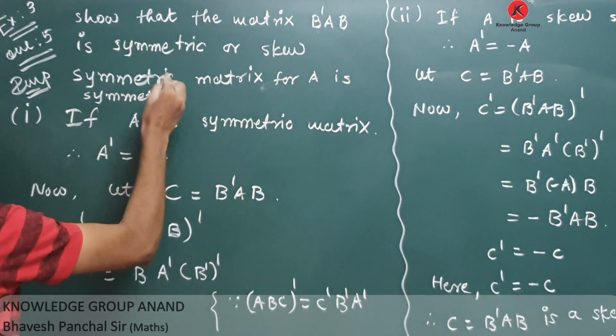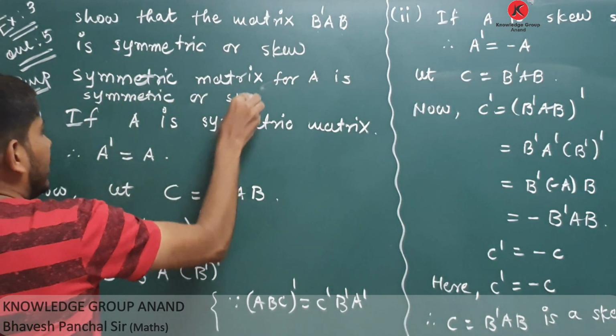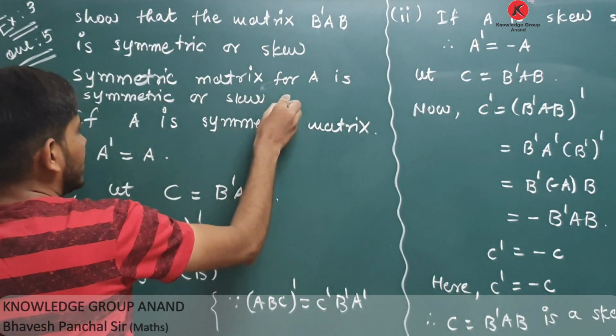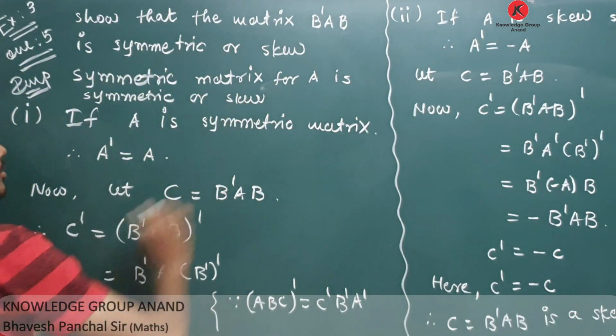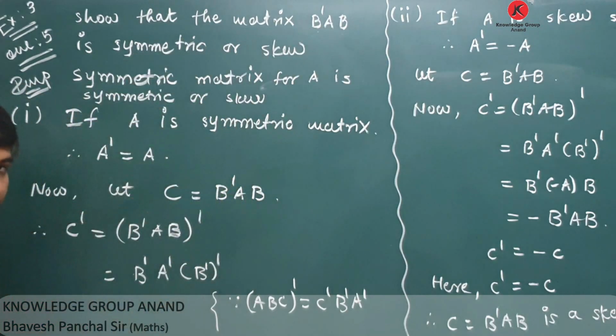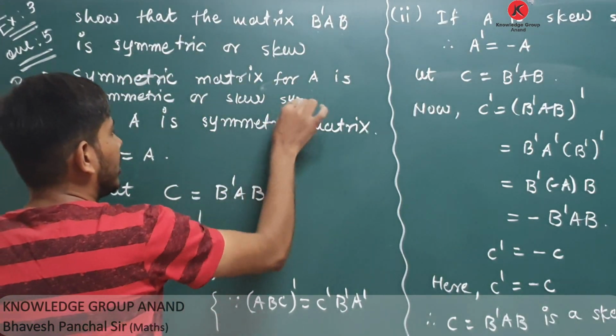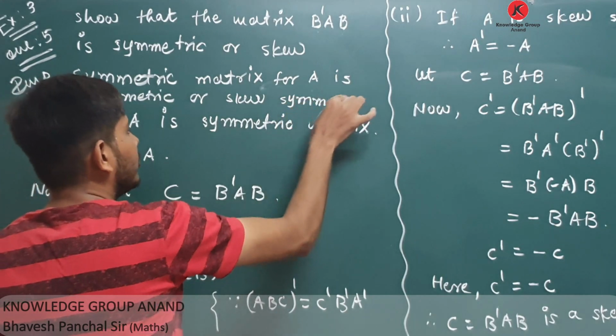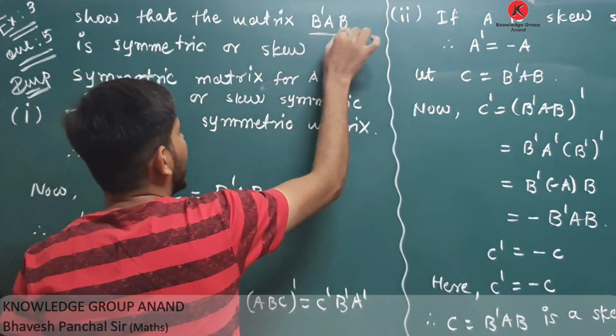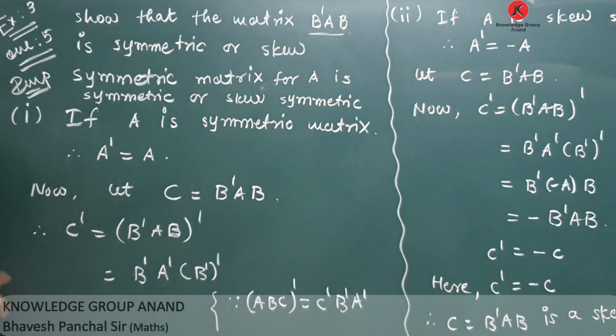If A is a symmetric matrix, then we have to prove that B dash AB is a symmetric matrix. Or if A is a skew symmetric matrix, then we have to prove that B dash AB will be a skew symmetric matrix. This is the given condition. Therefore, we have to go with two cases.